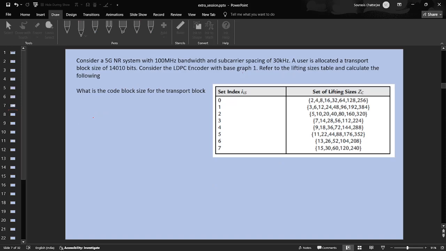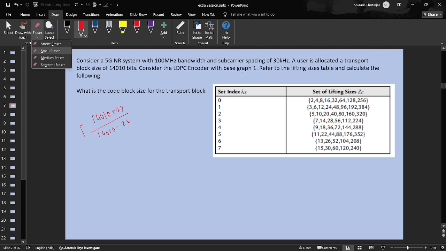So it should be (14010 + 24) divided by (8448 - 24), and the ceiling of that. Per code block, the maximum size is 8448, no? And the ceiling of that. So we are getting 2 here.